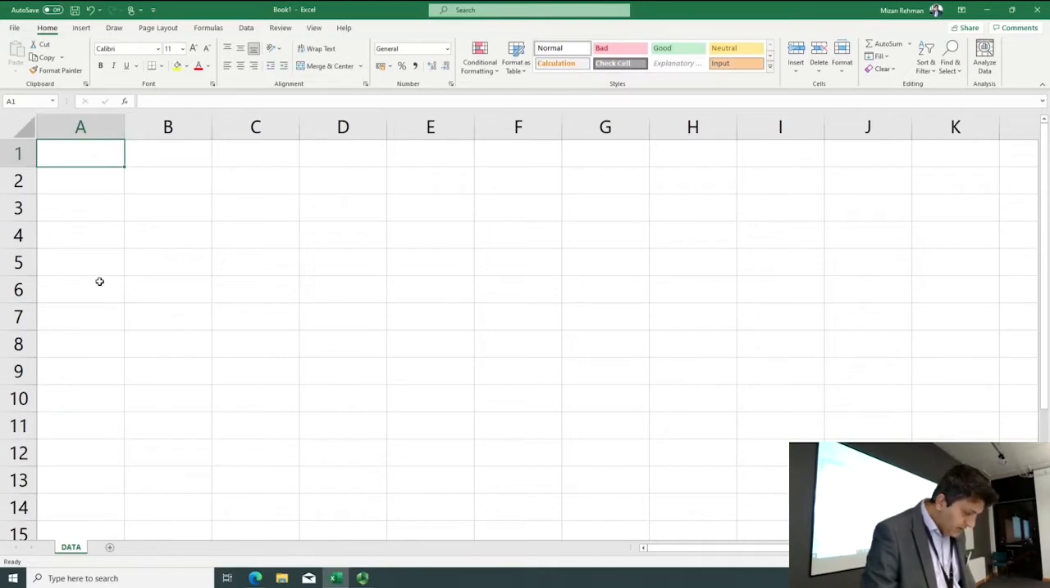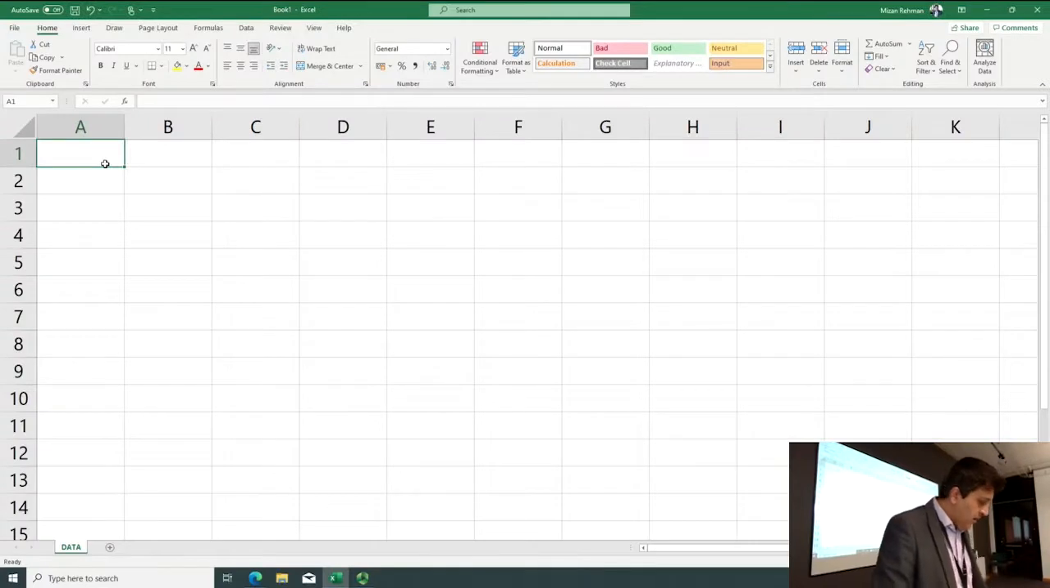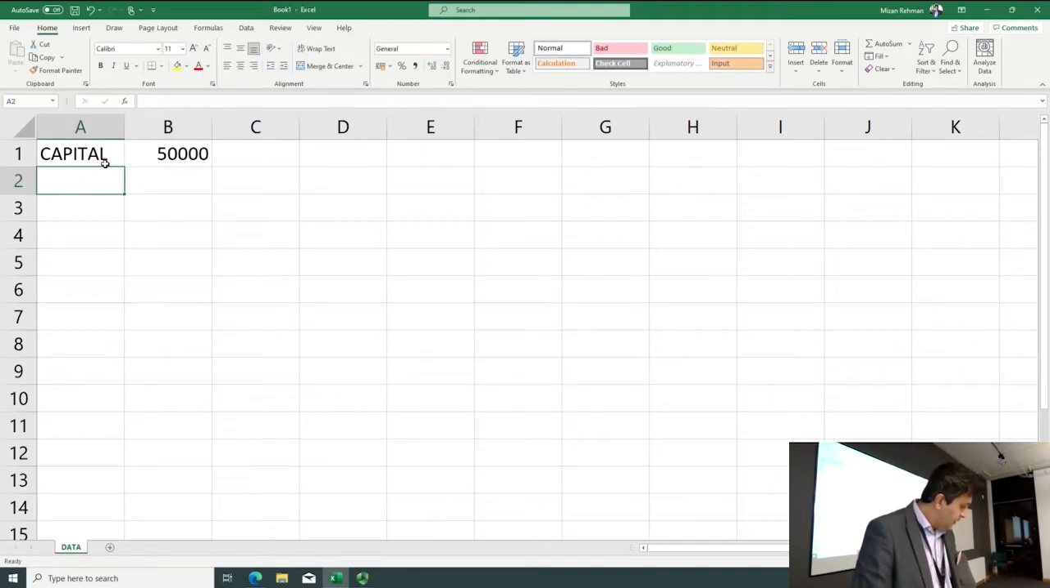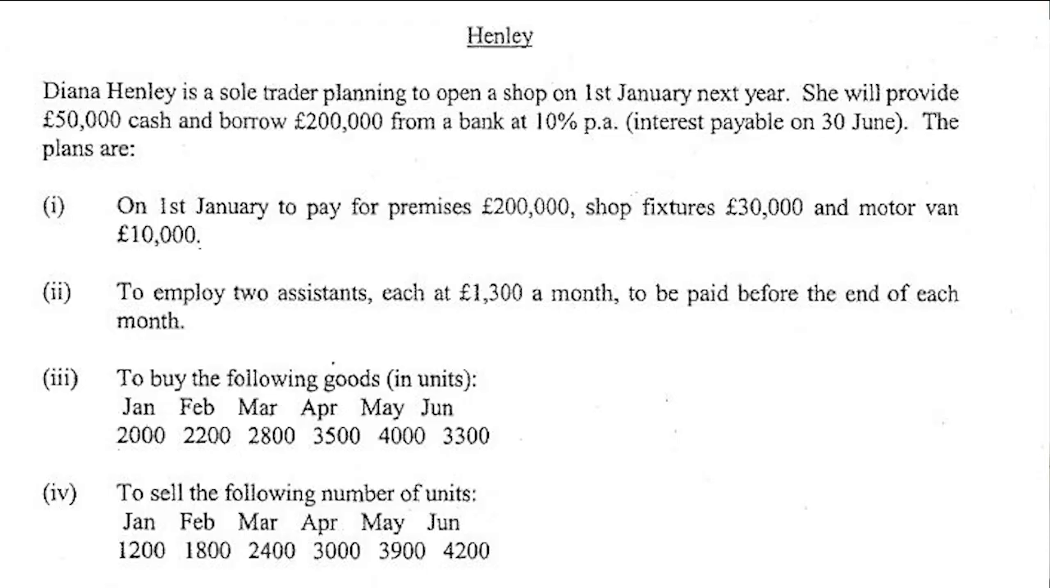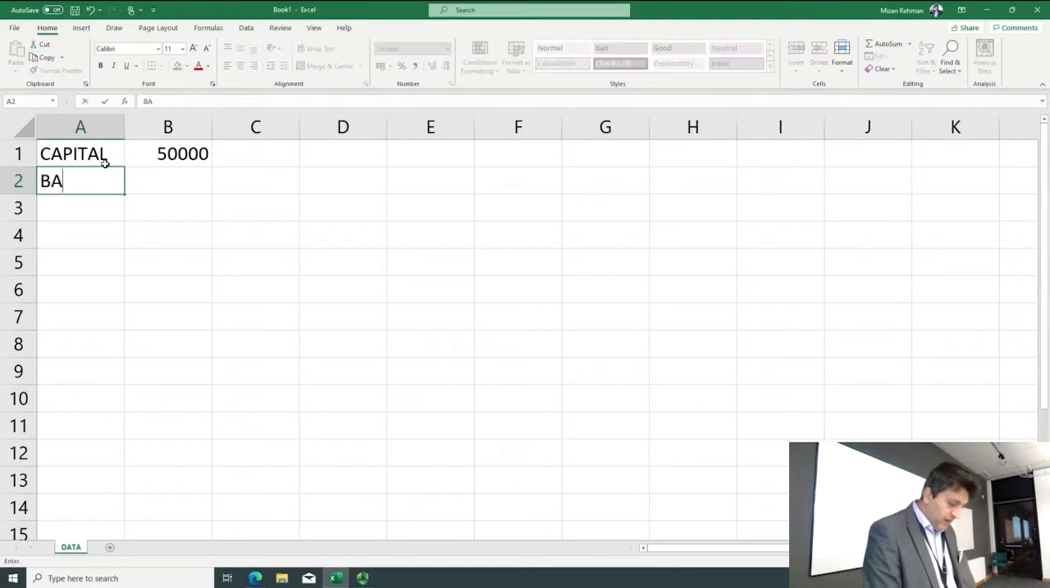The first thing is that Diana Henley is a sole trader planning to open a shop on 1st January next year. She will provide 50,000 cash. When owners of the business provide cash for the business, it's called capital. And the value here is 50,000, and borrow 200,000 from a bank at 10% per annum. So that would be a bank loan.